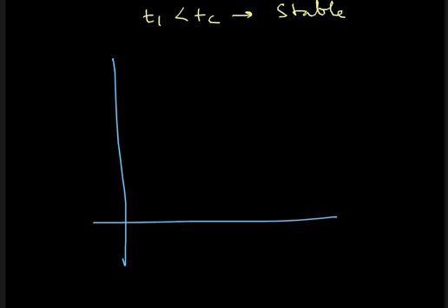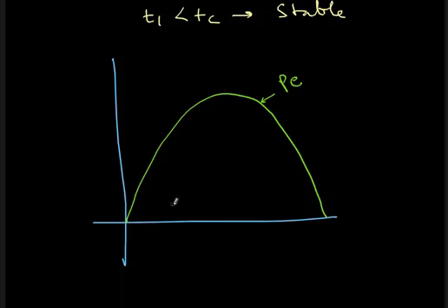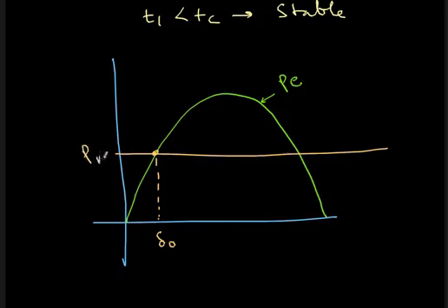So I have this as PE, and then this as PM, and this is delta naught. Now, instead of clearing it very early, delta 1, let's say I make some delay. I take a long time to clear the fault at this point.